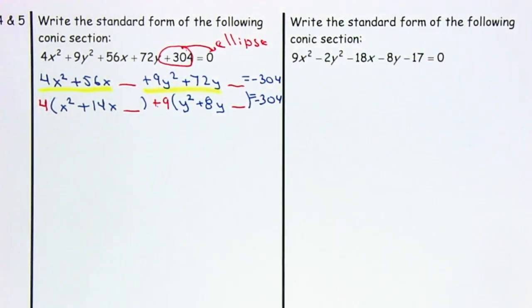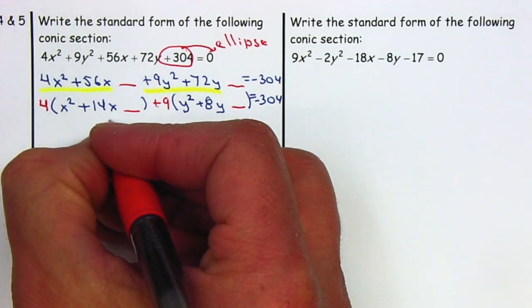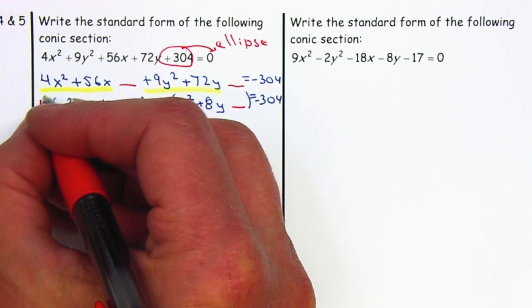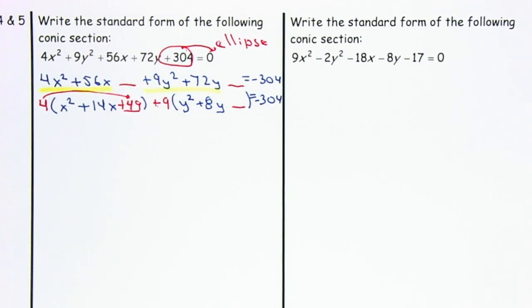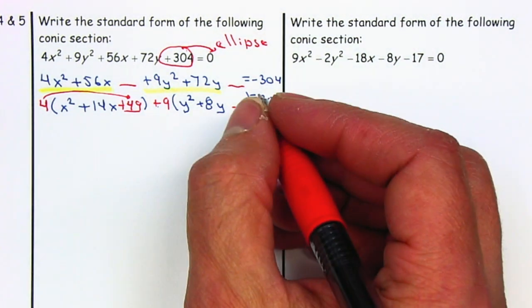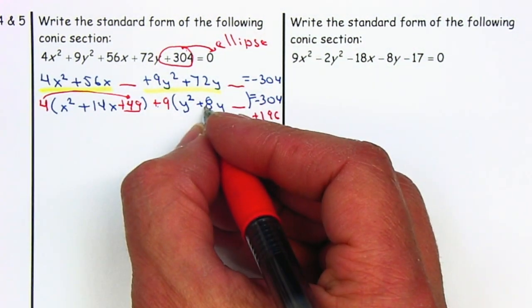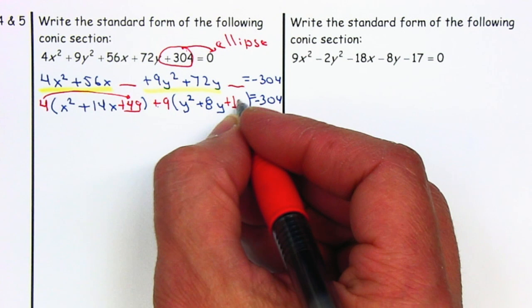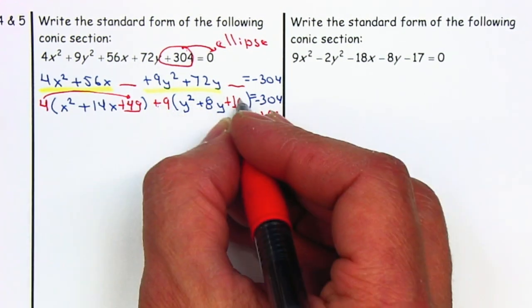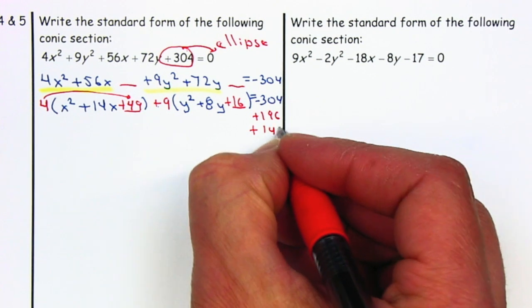Now I can complete the square. Half of 14 is 7, squared is 49. So 4 times 49, remember you need to multiply it out. That'll be 196, so it'll be plus 196. I'm going to take half of 8, which is 4, squared is positive 16. 9 times 16 is 144.